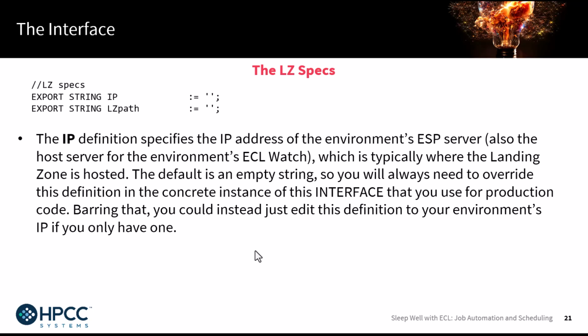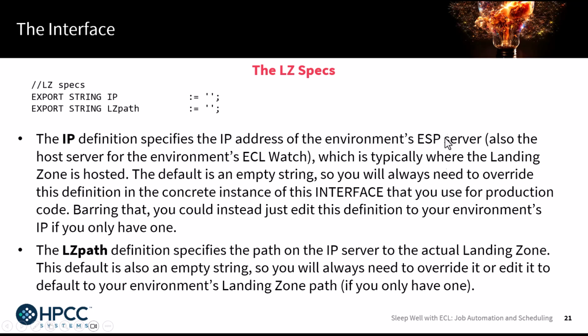The default is an empty string, so you'll always need to override this definition in your concrete instance of the interface that you use for production code. Now, barring that, you can instead just edit this definition to your environment's IP if you only have one cluster that you're going to be working with. And the LZ path definition specifies the path on the IP server to the actual landing zone. This default is also an empty string, so you will always need to override it or edit it to the default of your environment's landing zone path if you have one.